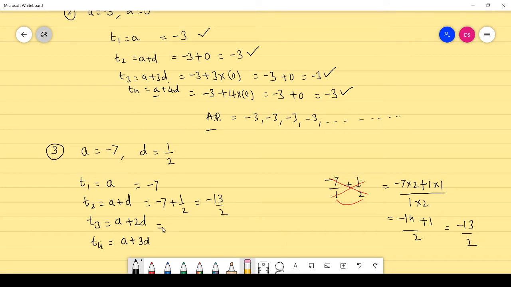Now the third term. The third term is what? It is a plus twice d. So put the value of a, that is minus 7, plus twice d. D is equal to what? 1 by 2. Sorry, 2 into 1 by 2.